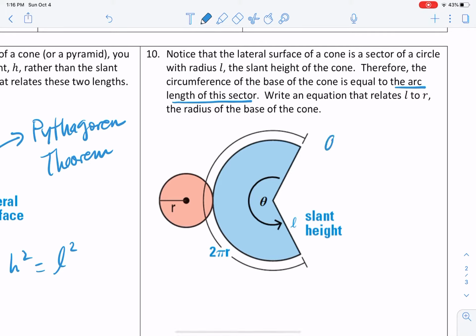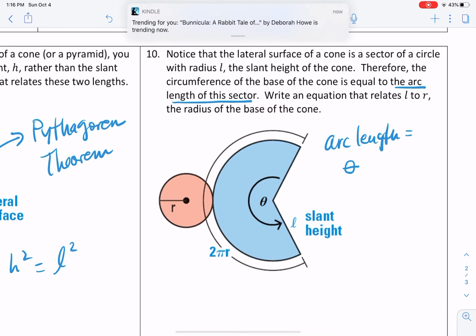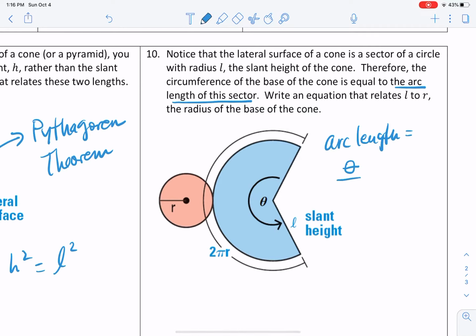Arc length formula. How do you get it? Remember, it is some fraction of the circumference of the whole entire circle. So that fraction is our angle measurement, which in this case is this Greek letter theta right here, out of 360 degrees, and then it's going to be multiplied times the circumference of the circle. And the circle this time would be this circle, the blue one, not the orange one. So this blue one has a radius of L, so its circumference is 2 pi times L.